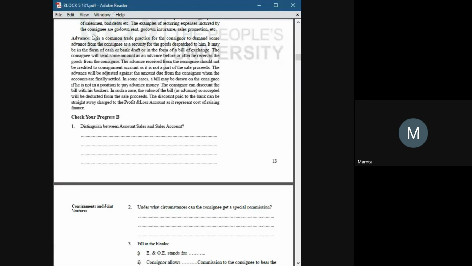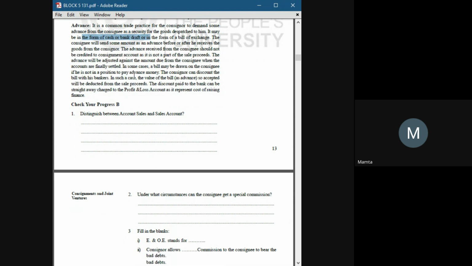Advance. It is a common trade practice for the consignor to demand some advance from the consignee as security for the goods dispatched to him. It's not like you will just provide goods worth 50 lakh rupees to someone you do not know. You will ask for an advance. It may be in the form of either cash or bank draft, or in the form of bills of exchange. So this is advance.